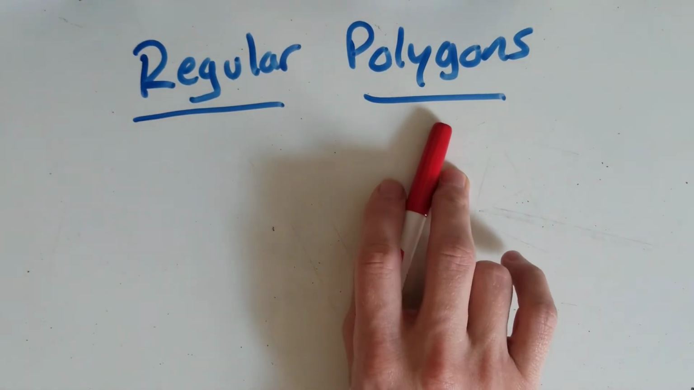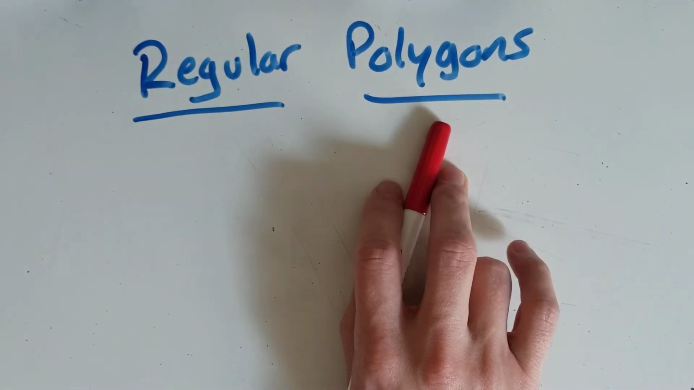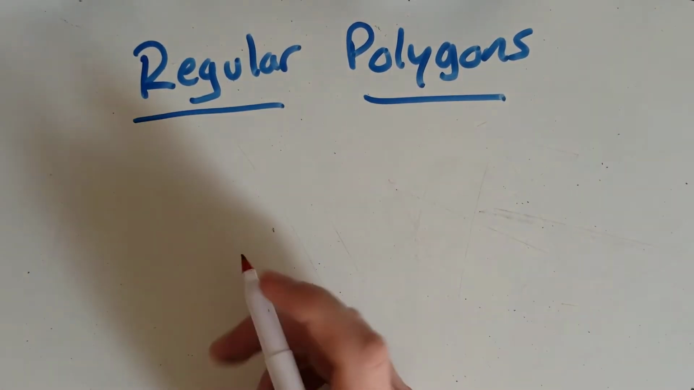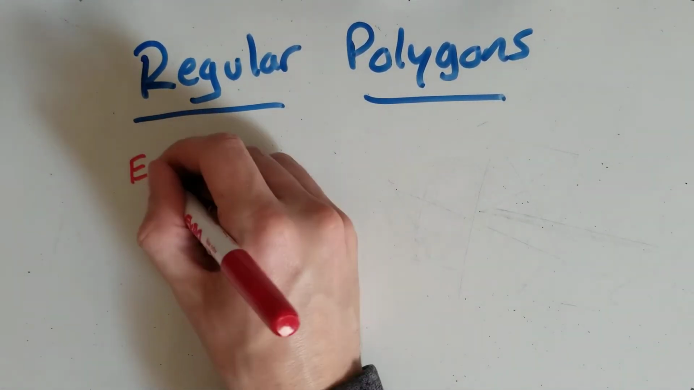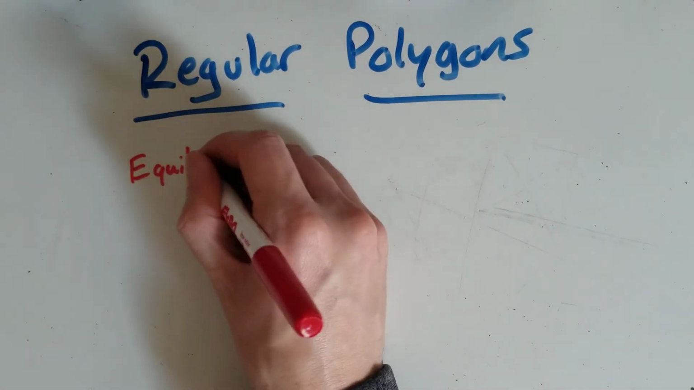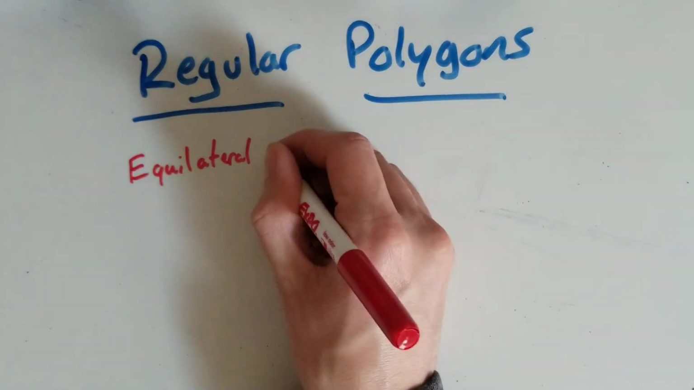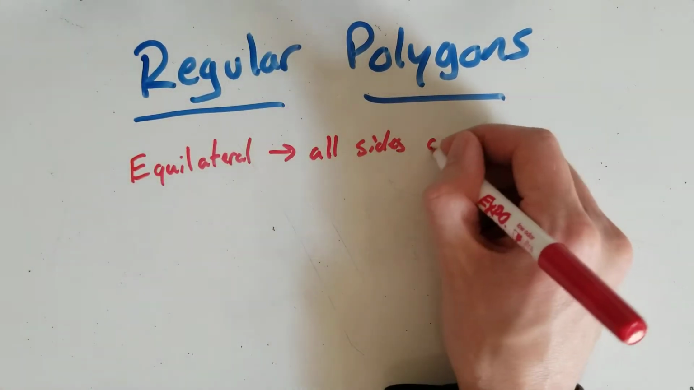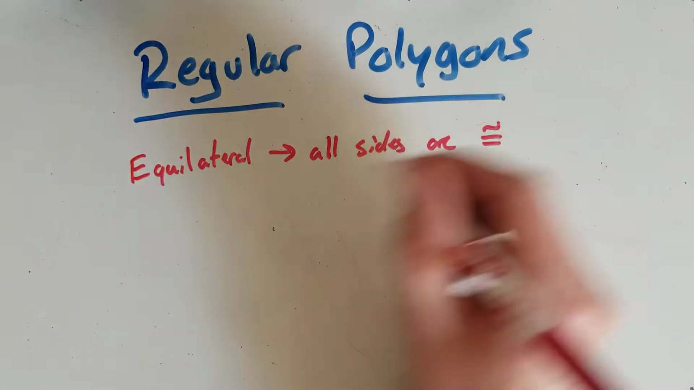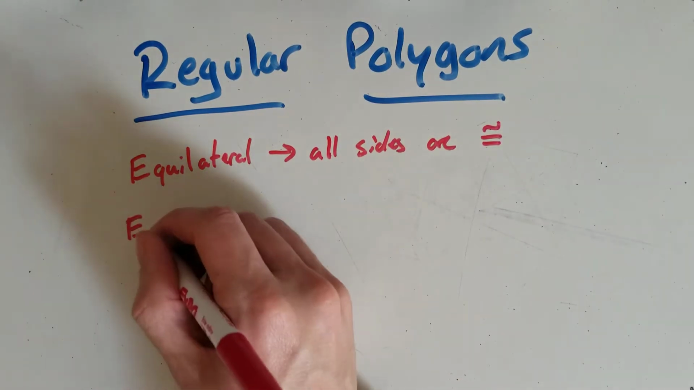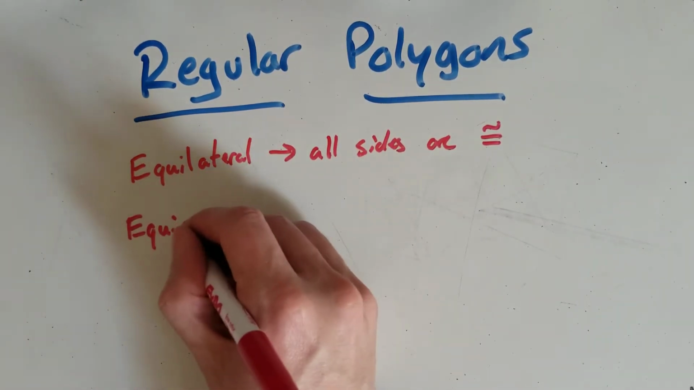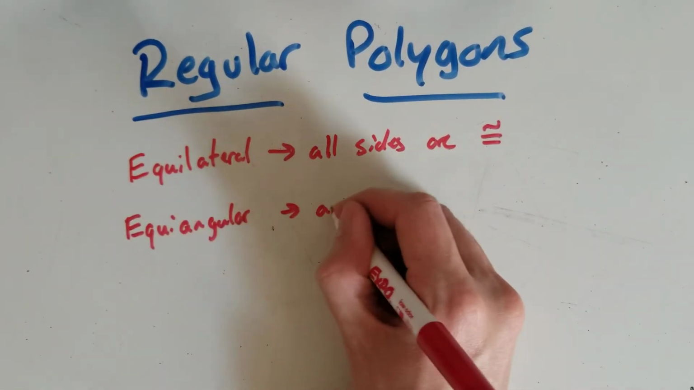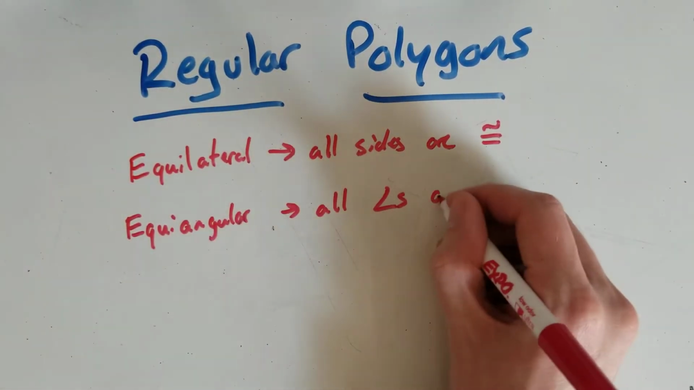Regular polygons are a special type of polygon. It's a polygon that is both equilateral and equiangular. Equilateral means all sides are congruent. And equiangular means all angles are congruent.